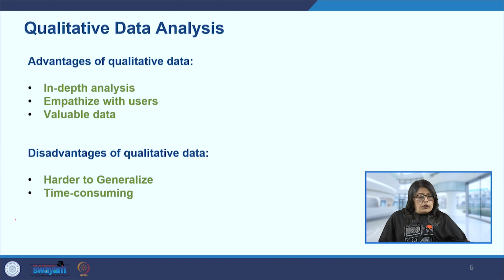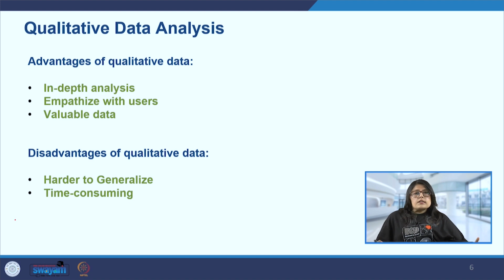The advantages of qualitative data are that it provides us with in-depth analysis, because here again we use an open-ended, close-ended, semi-structured or structured approach. Depending on what we are going ahead with, qualitative data always gives us a lot of information about the user and how they are using the product, what problems they are facing, what they would like in a product, or their pain points. We have discussed that earlier as well.